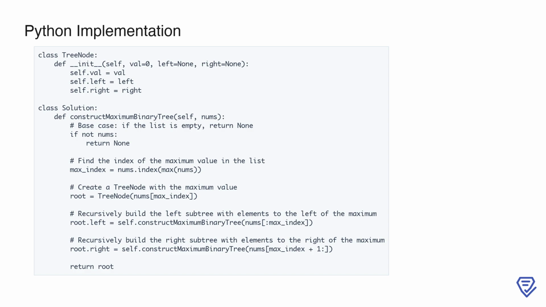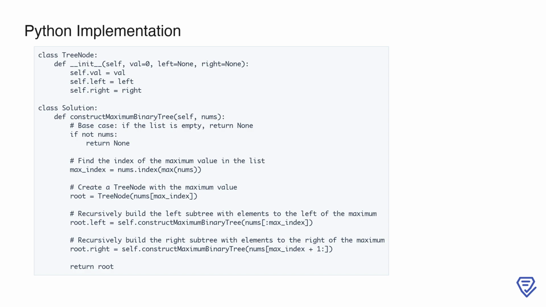Next, the maximum value in the list is identified using Python's max function, and its index is determined with the index method. This maximum value becomes the root of the current subtree. A new tree node is created with this maximum value. The left subtree is then recursively built by calling construct maximum binary tree on the subarray containing all elements to the left of the maximum value. Similarly, the right subtree is recursively built using the subarray of elements to the right of the maximum value. Finally, the function returns the root node of the constructed tree.